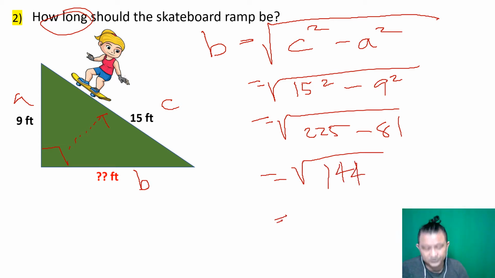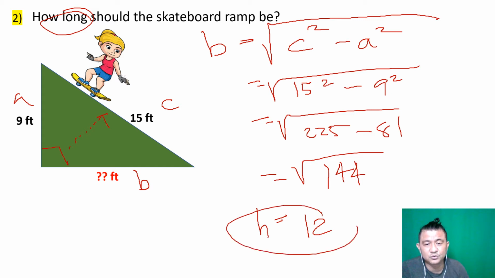Okay, the square root of 144 is an exact number, 12. So B is equal to 12. So 12 feet. The skateboard ramp is 12 feet long. So you're at 12 feet.